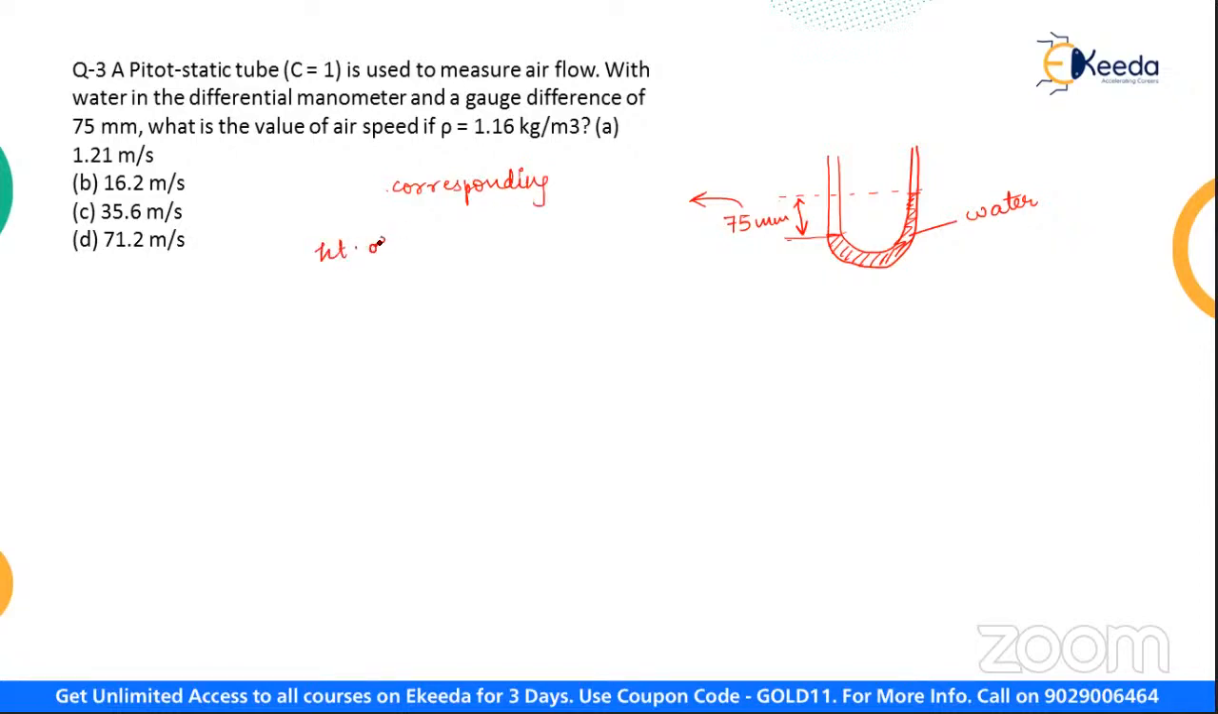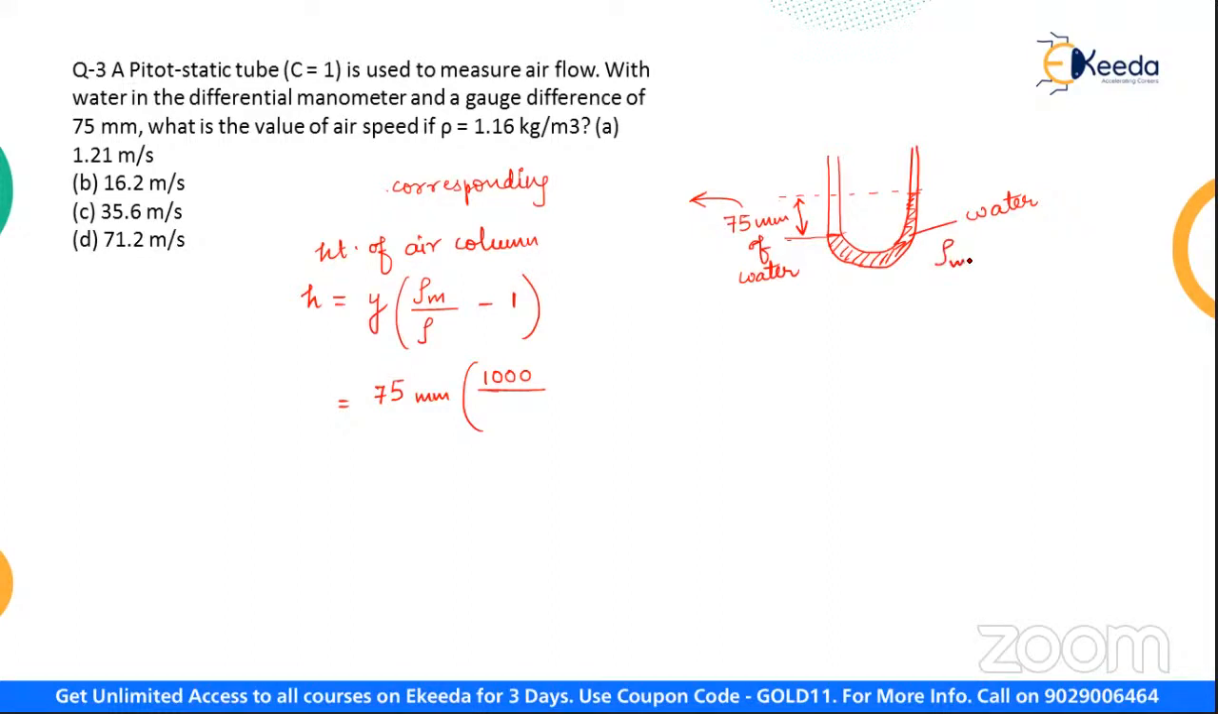Therefore, the corresponding height of the air column, because this is 75 mm of water, this is the difference. So the corresponding height of air column, given by h, if we are having any value as y, will be y times rho of manometric liquid divided by rho of the standard fluid, the fluid in which we are converting, minus 1. Now this y is 75 millimeter, while the rho of manometric liquid here is the rho of water, and its mass density is 1000 kg per cubic meter. So it will be 1000 divided by 1.16 minus 1.